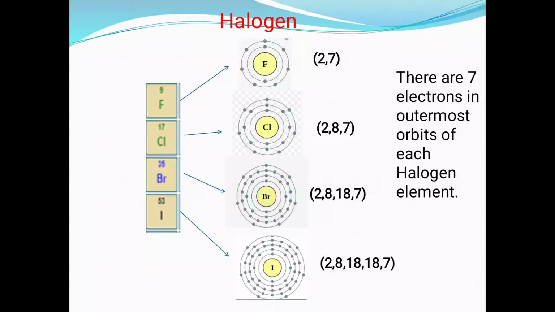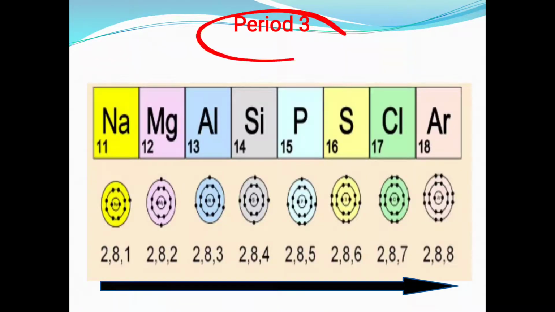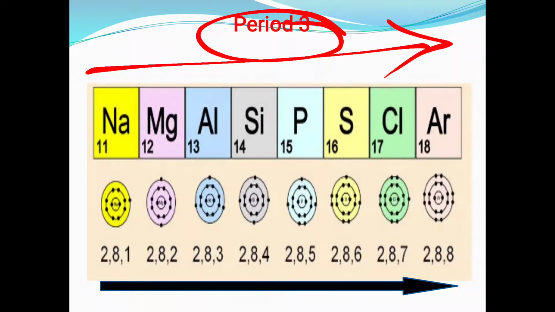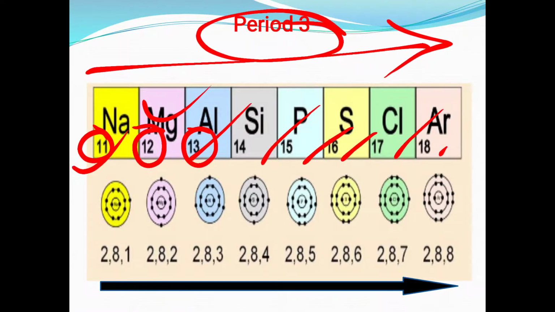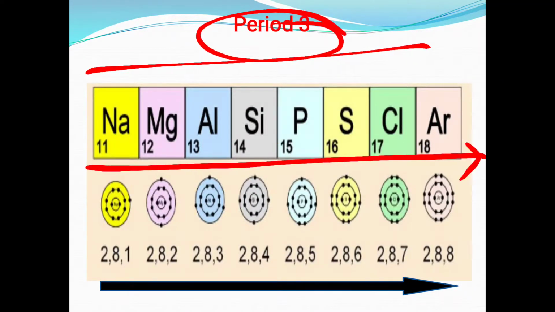So let's see the relation between periods and electronic configuration. This is period number 3. We know that a period means a horizontal row in the table, right? Sodium, magnesium, aluminum, silicon, phosphorus, sulfur, chlorine and argon belong to the same period. They are kept horizontally by increasing atomic numbers. The atomic number of sodium is 11, magnesium is 12, aluminum is 13. Like that, the atomic number goes on increasing as you go from left to right in the period.